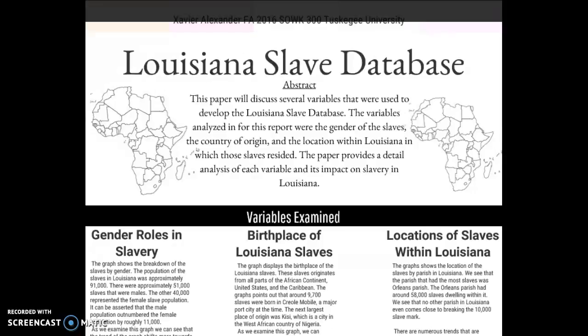regarding slavery within Louisiana. So, for the purpose of this presentation, I've chosen to analyze three variables that I think best describe the data within that Louisiana slave database, and those are gender of the slaves, the country of origin, and the location within Louisiana in which those slaves resided.